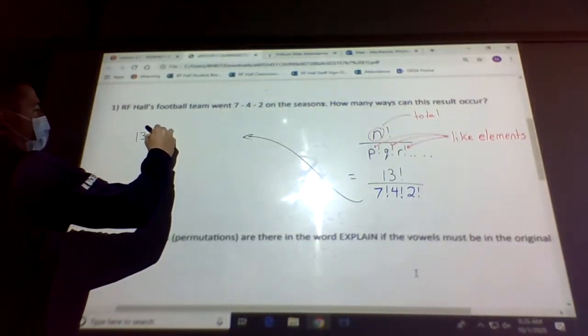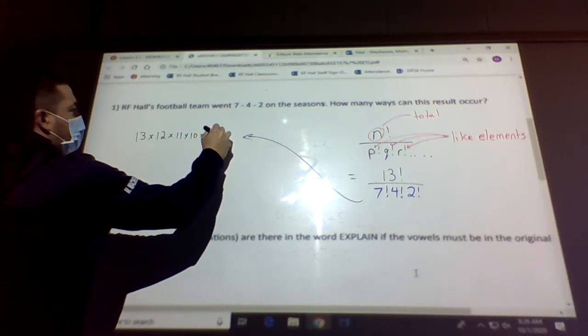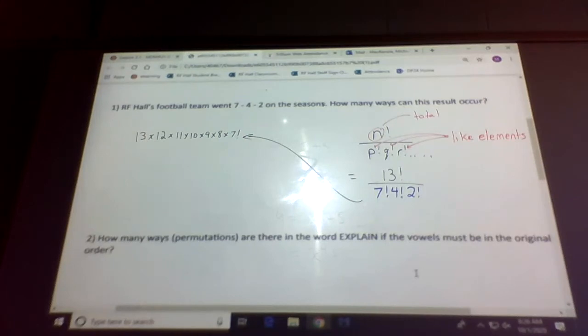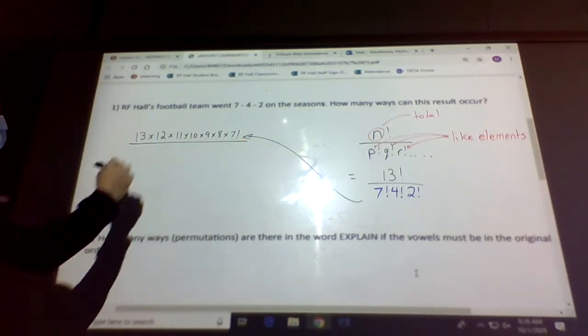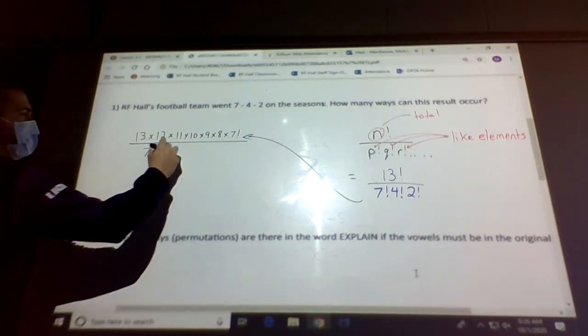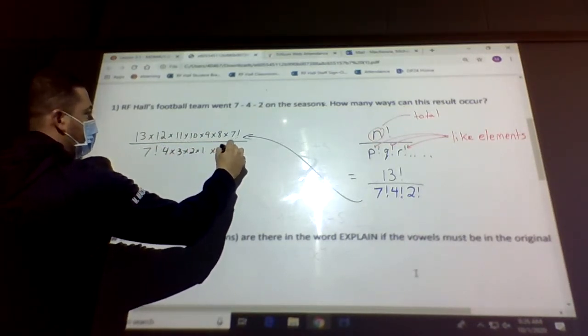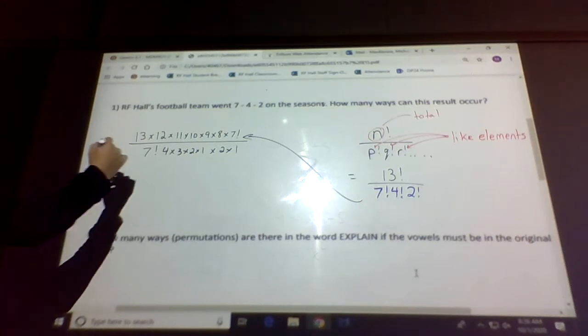What would I go up to? Anyone? Just stop at 7 factorial? Oh, yeah, we're gonna stop at 7. Okay, I didn't see your hand. So 7 factorial, and then 4 times 3 times 2 times 1 times 2 times 1. Okay, so if I say show your work, I want you to expand it such that you could cancel out.